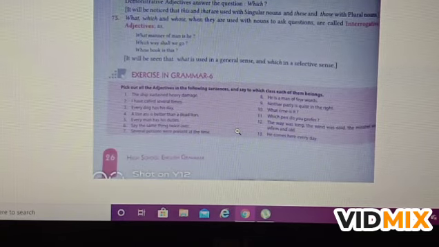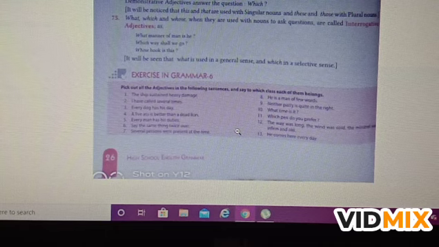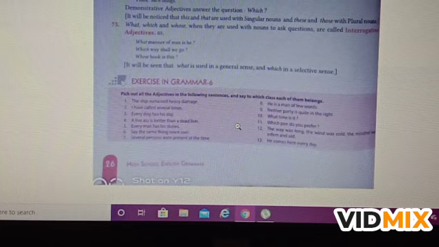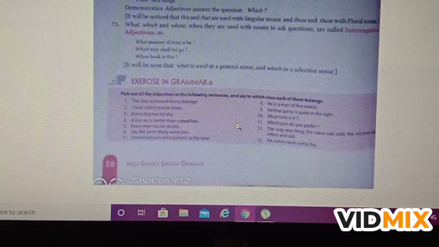Here is an exercise which says pick out all the adjectives in the following sentences and say to which class of them they belong. Like the ship sustained heavy damages. You have to underline the adjectives here and specify what type of adjective it is. So this will be your homework. You have to solve this exercise and then we are going to discuss the answers in our next class. If anybody has any doubts anywhere in the exercise or the chapter explanation, you can message me personally or give me a call.